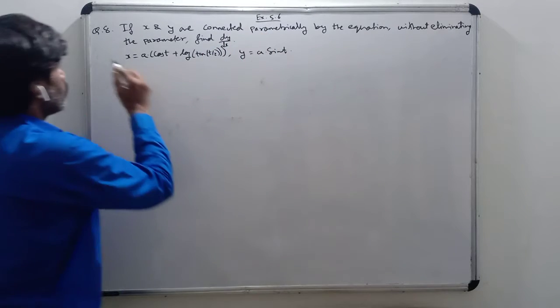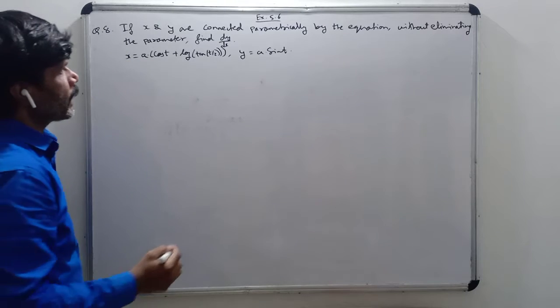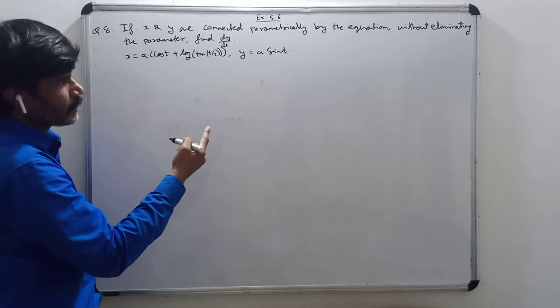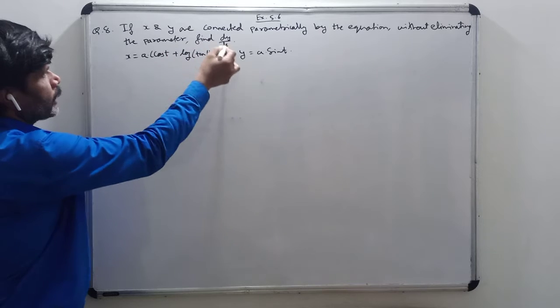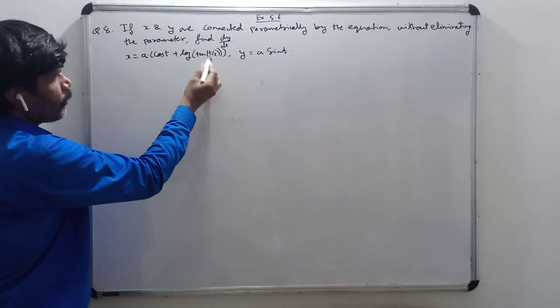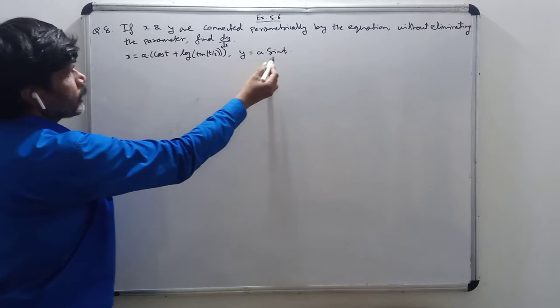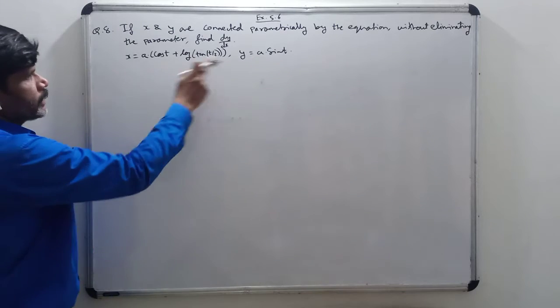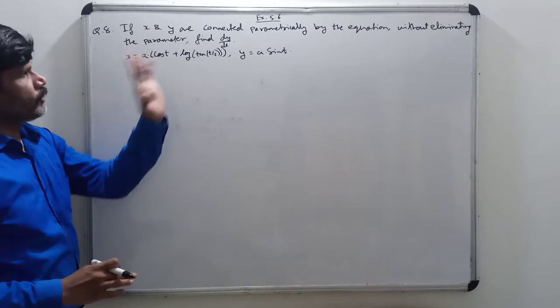Exercise 5.6, question number 8. If x and y are connected parametrically by the equation, without eliminating the parameter, find dy by dx, where x is equal to a (cos t plus log of tan t by 2), y is equal to a sin t. Here the parameter is t, so without eliminating t we have to find dy by dx.